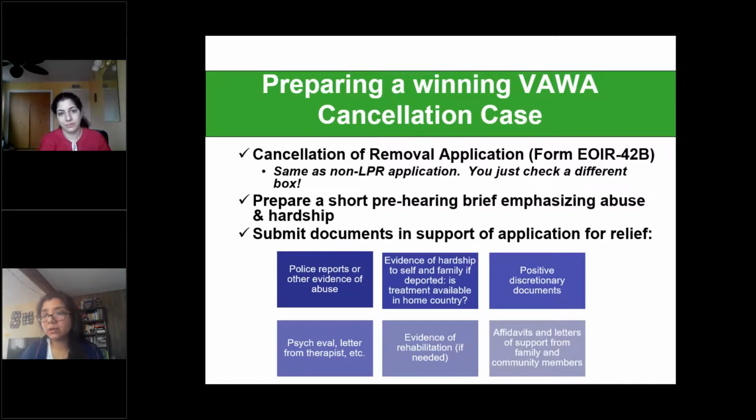What kind of documents would you want? So going back to the elements of VAWA cancellation, you need to prove that they've been here for 3 years.